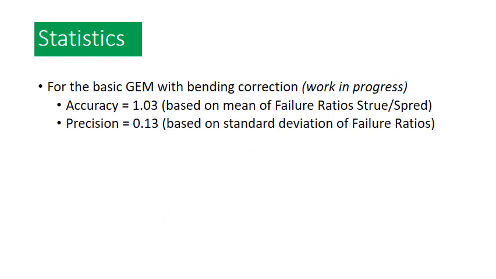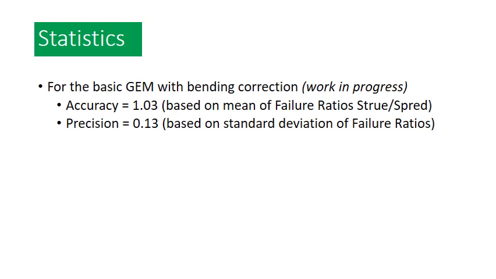When I look at the statistics, like I said, I'm doing this as a work in progress. When I use the basic GEM equation with the bending correction factor that I just showed you, I get an accuracy which comes out at 1.03, meaning I'm just about 3% overly conservative. And when I say the accuracy, I'm basing that on the mean of the failure ratios, where the failure ratio is defined as the true failure strength divided by the predicted failure strength. And then my precision comes out at 13%, and that's simply the standard deviation of those failure ratios.